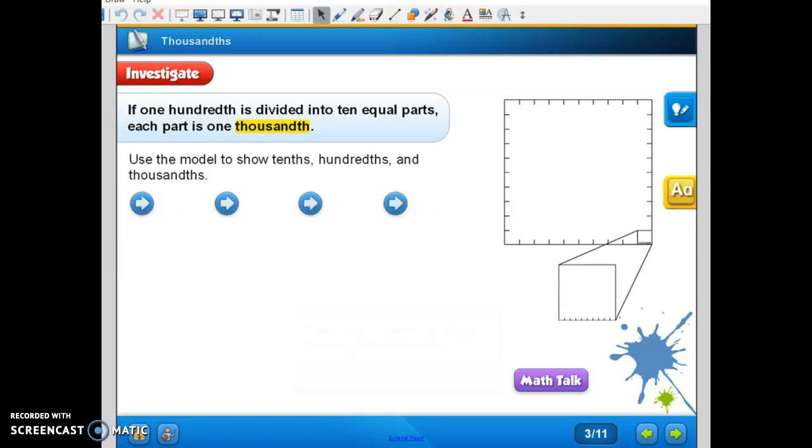So if we have that big cube back there, that looks like a bunch of hundreds blocks put together. Then if we tried to stack our small cubes, this would be 1,000 small cubes in this larger cube.